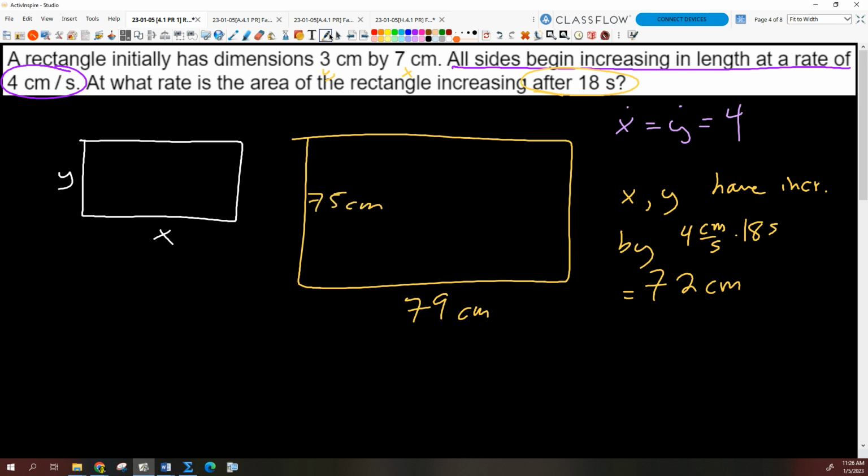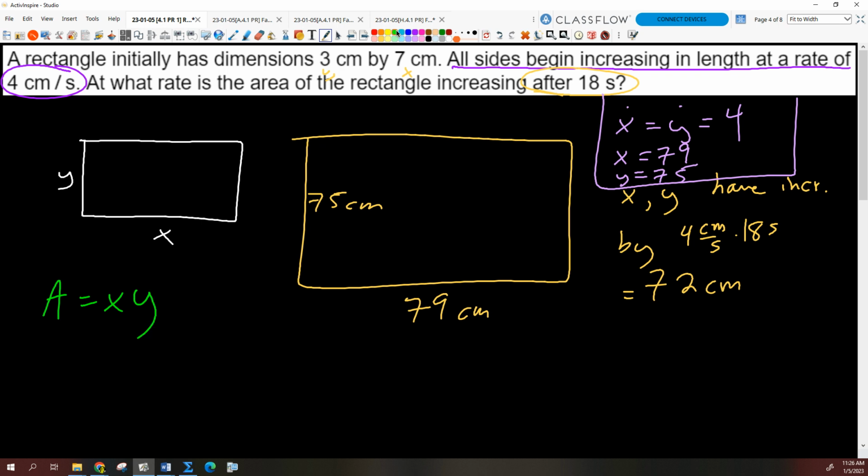So really, this is just giving us one more piece of the puzzle. It's telling us initially x equals 79 and y equals 75. And there's all of our snapshot values, right? And that's pretty easy. Okay, then the nice thing about this is our parent function's easy, right? It's just an area. Area equals xy.